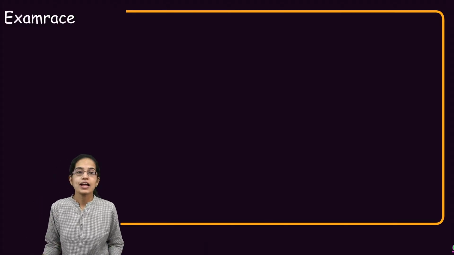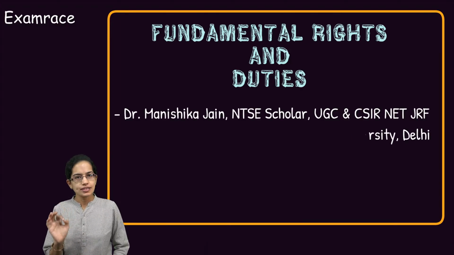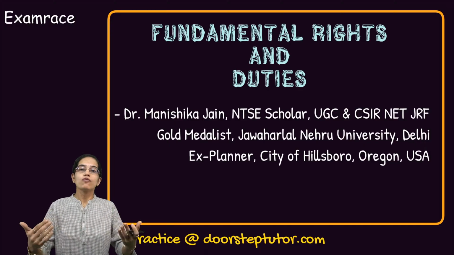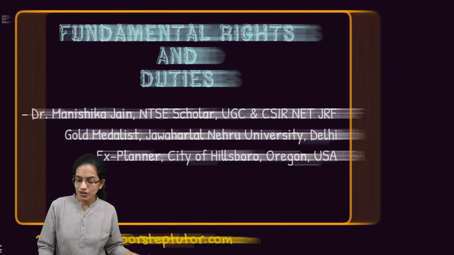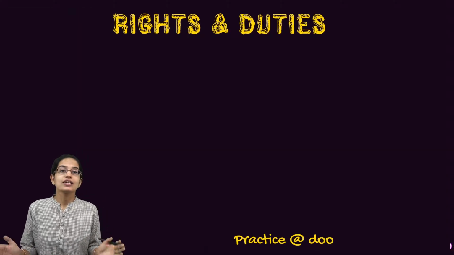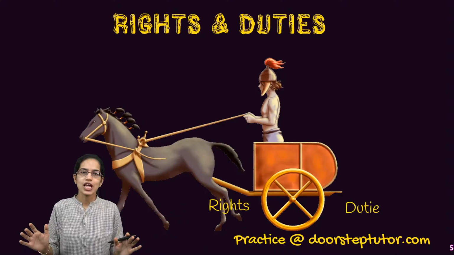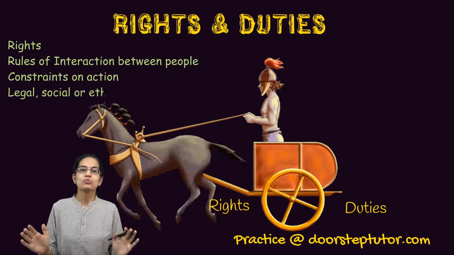Fundamental rights and duties, that is what we would understand today. Now, understand in a simple fashion: it is a duty of a parent to educate a child, but on the other hand, it is the right of a child to get educated. That means rights and duties are like two wheels of a chariot. Both of the wheels are required for the chariot to move properly.